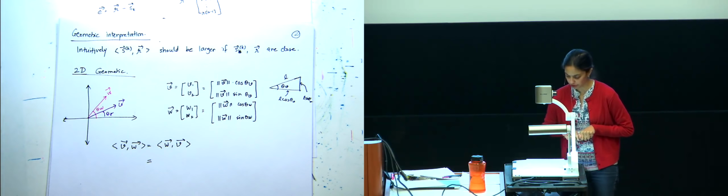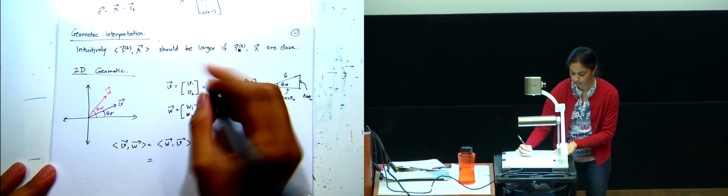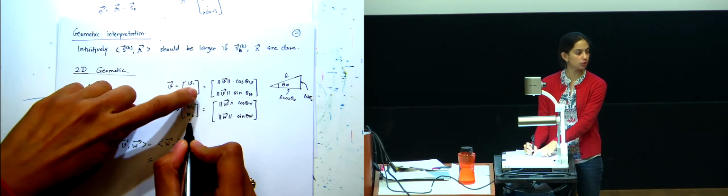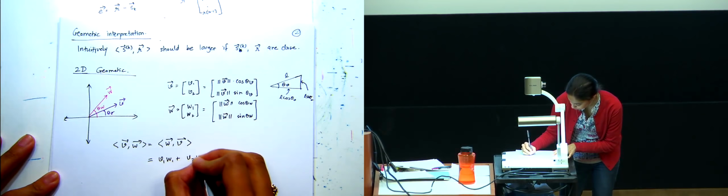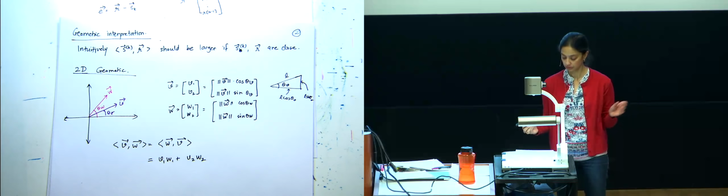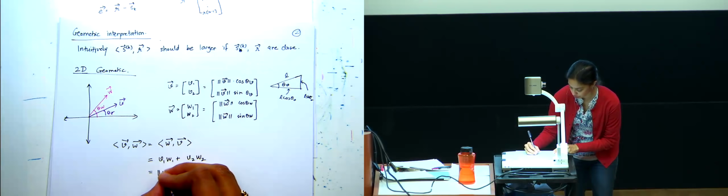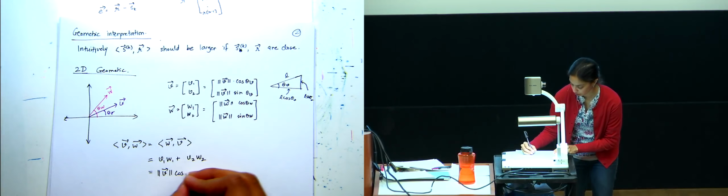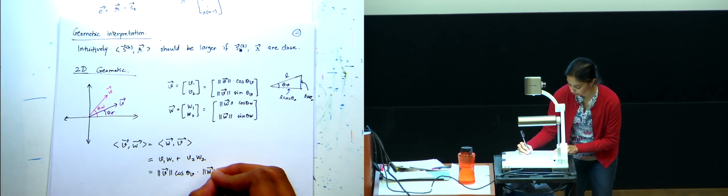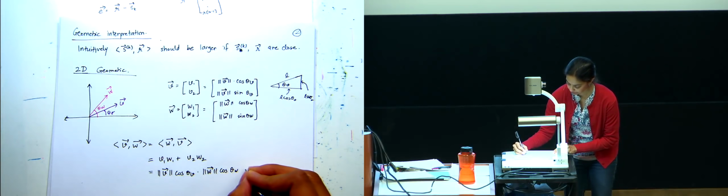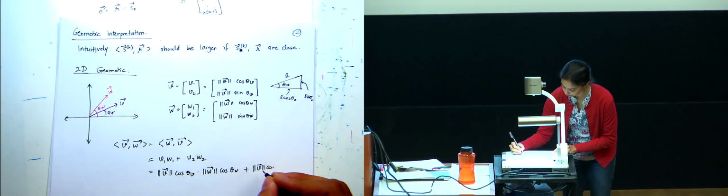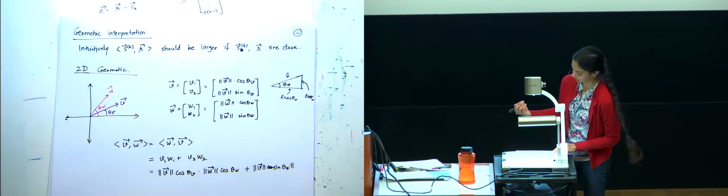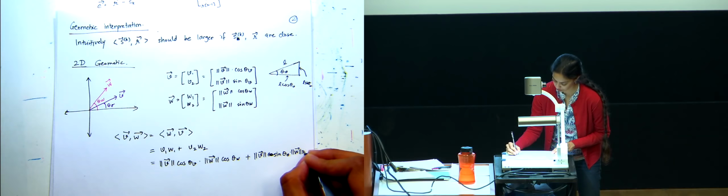Okay. So, does someone want to call out what you would do? Inner product is just multiply the first components, multiply the second components, and so on and so forth, right? So I have just v1 w1 plus v2 w2. Is that right? And I can write this out further as the norm of v, I'm just going to substitute, cosine theta v, norm of w, cosine theta w, plus norm of v, sine theta v, times norm of w, sine theta w.